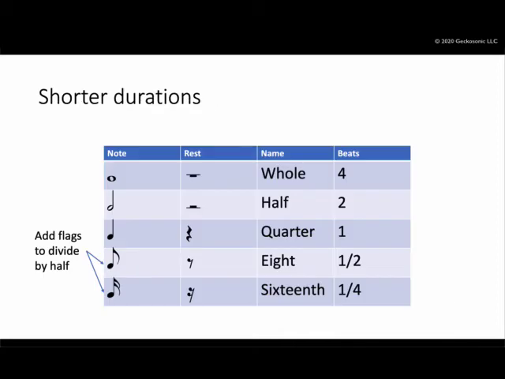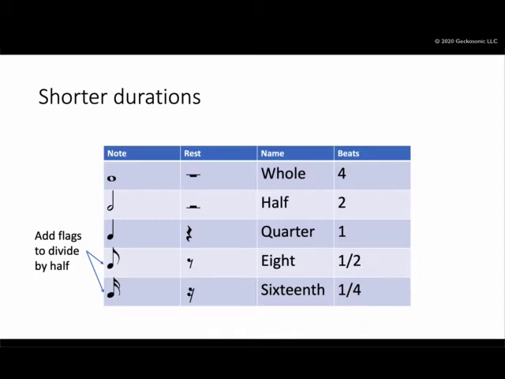There are shorter durations than quarter notes. If we add a flag to the symbol for a quarter note, we get an 8th note, which is 1/2 the time value of the quarter note, or a half of a beat. Its rest is a little stick with a single flag on it. If we add another flag to the note, we divide its time value in half again, which makes it a 16th note, and its rest is a corresponding 2 flag symbol. It's equal to 1/4 of a beat.